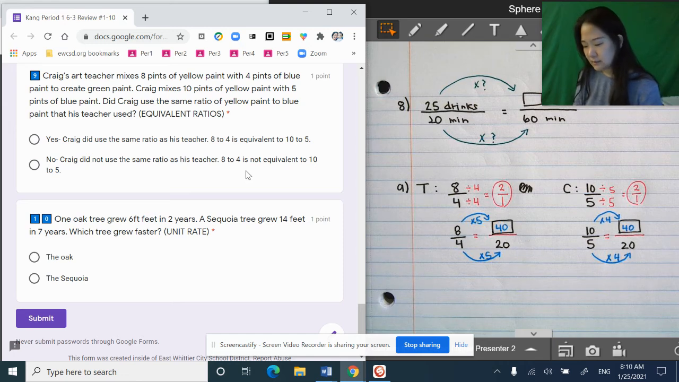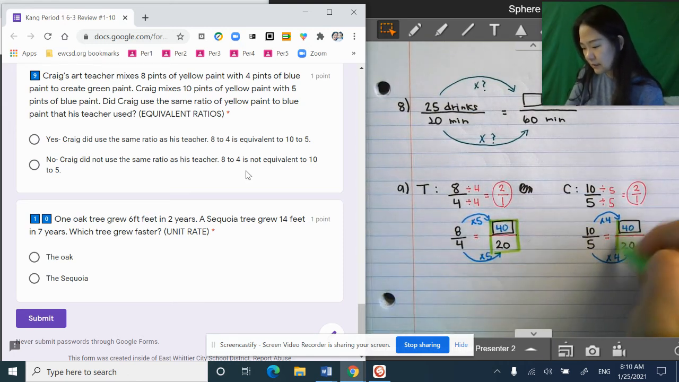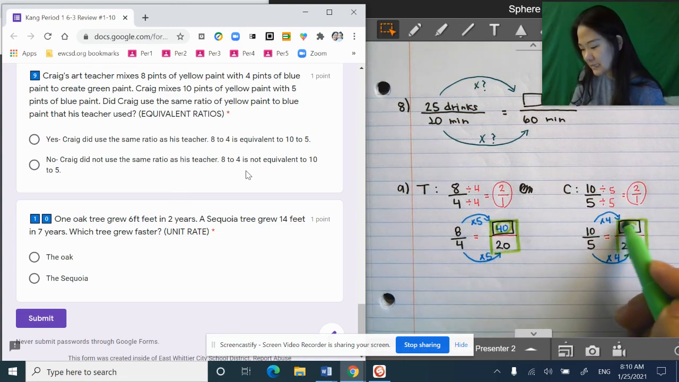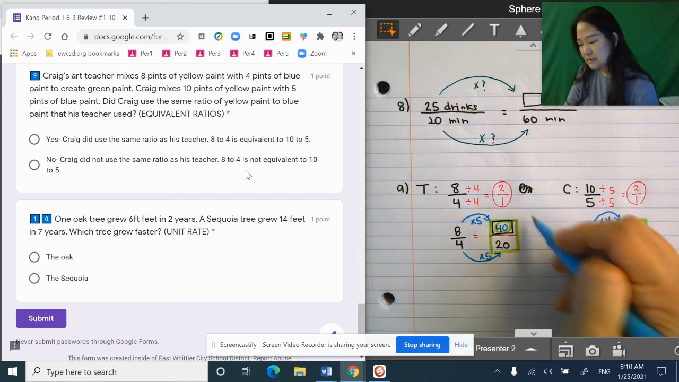And if you take a look, when you rewrite them with a common denominator and compare the numerators, notice that your numerators are the same. They are equivalent. So again, it confirms that the answer is yes.